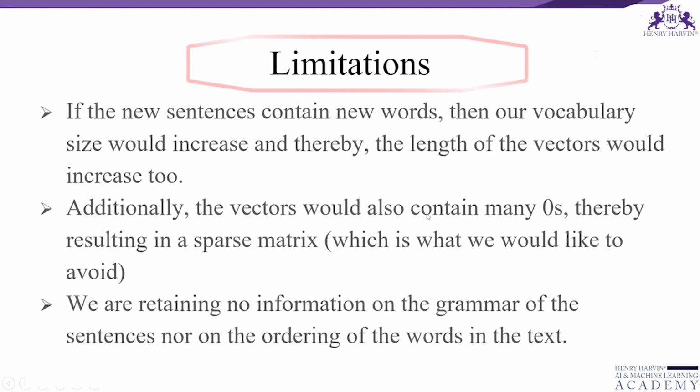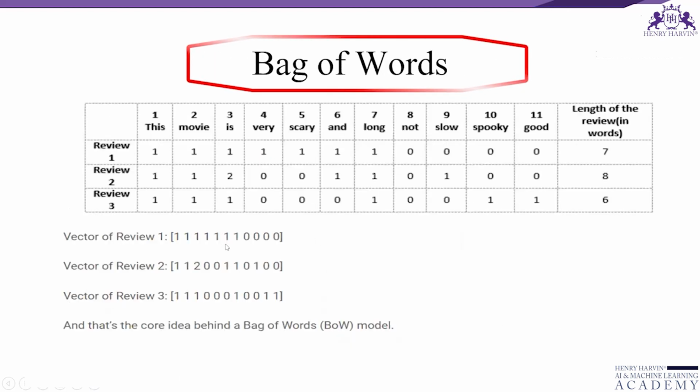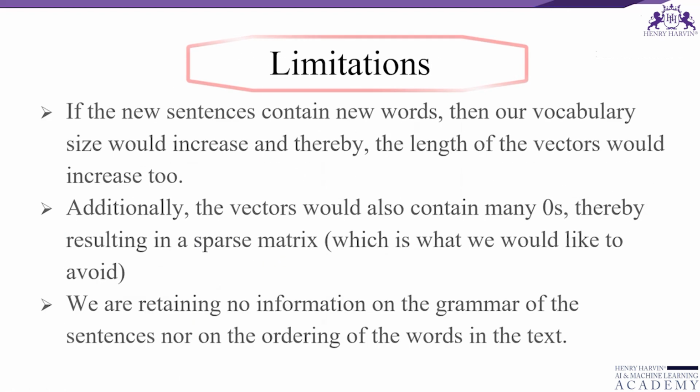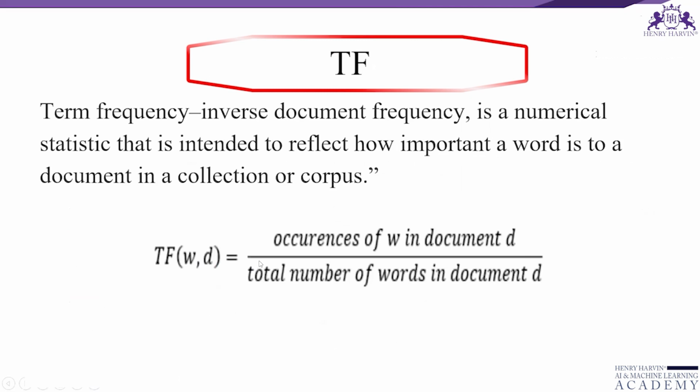So the vectors would also contain many zeros, in the sense that we could see zeros over here, right? So basically we want to get rid of it, right? And also we are retaining no information on the grammar of the sentences, nor on the ordering of the words in the text. We are not bothering about that also, right? So this is about the bag of words model.